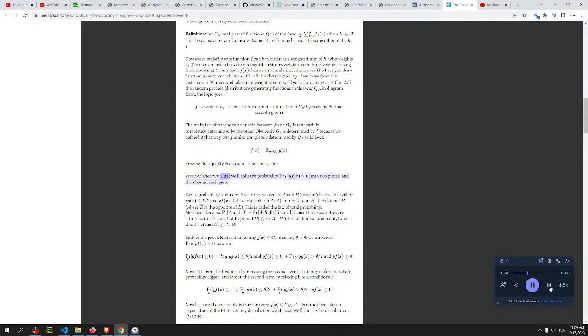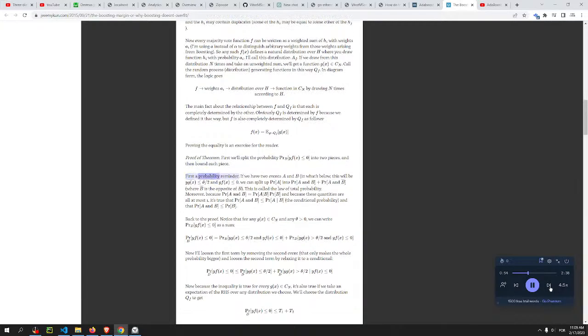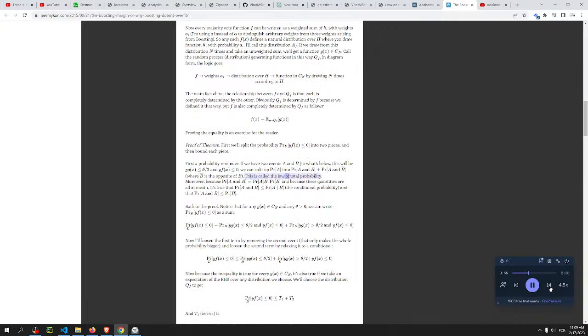Proof of theorem. First we'll split the probability Pr_D[y f(x) less than or equal to 0] into two pieces, and then bound each piece. First, a probability reminder. If we have two events A and B, in what's below, this will be y g(x) less than or equal to theta/2 and y f(x) less than or equal to 0, we can split up Pr[A] into Pr[A and B] plus Pr[A and not B], where not B is the opposite of B. This is called the law of total probability.